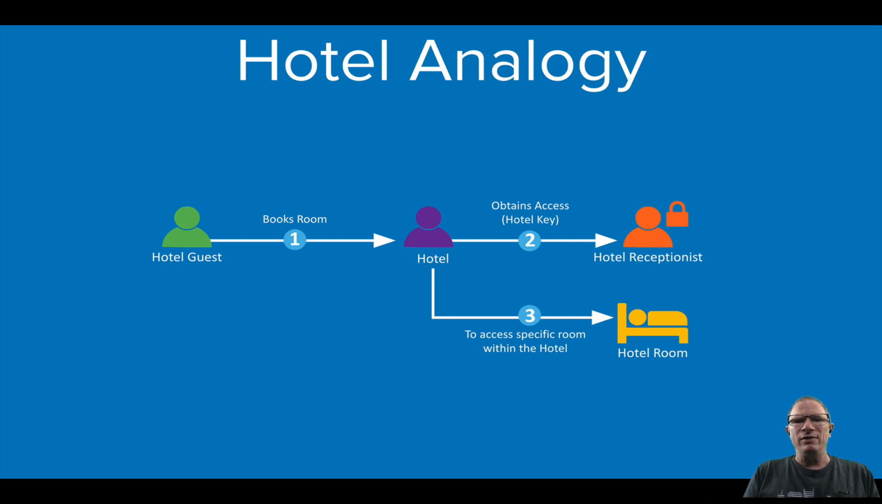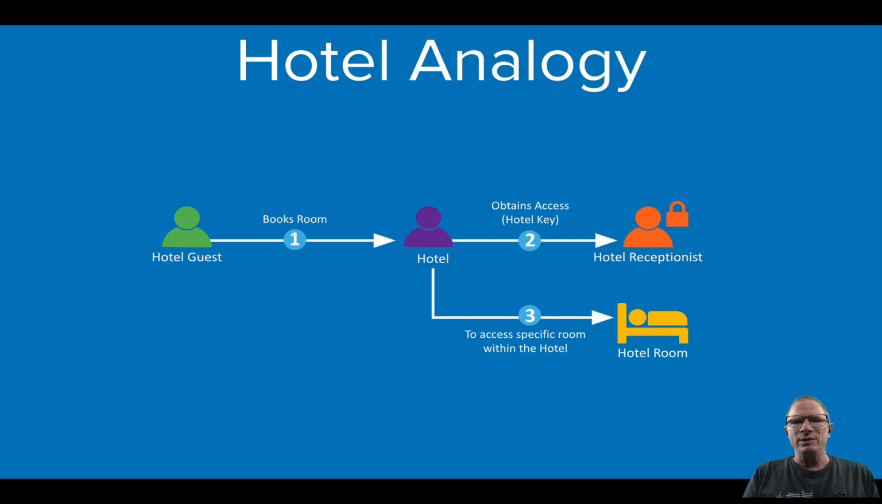The second way that hotels map onto OAuth is with expiration. If I leave the hotel and keep my key and come back the next day after I've checked out, that same key will no longer open the door because there's an expiration built right into the key. OAuth access tokens also have an expiration.